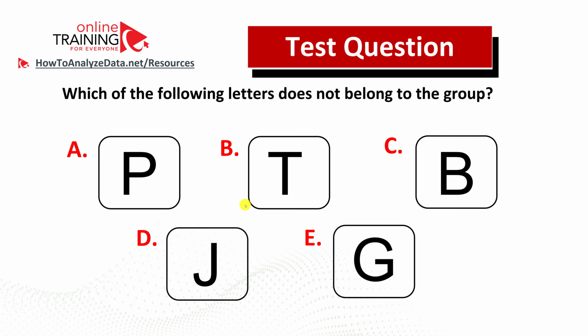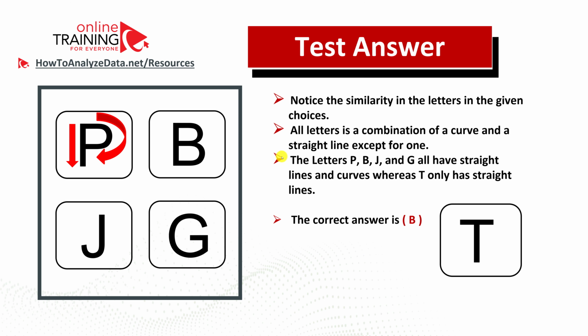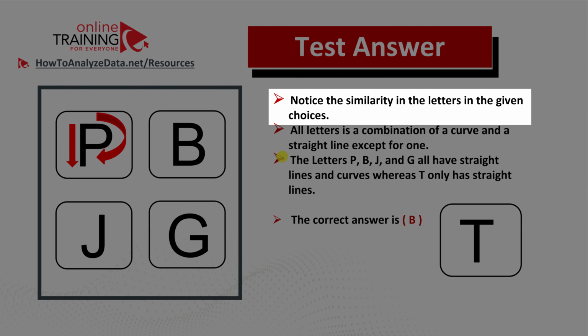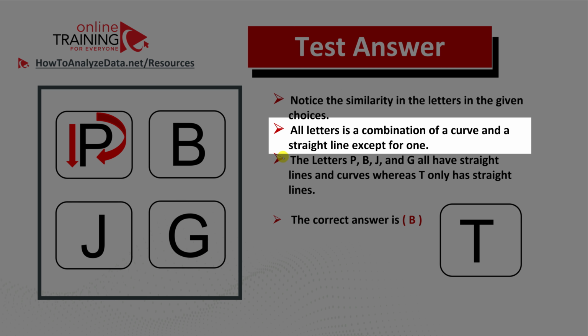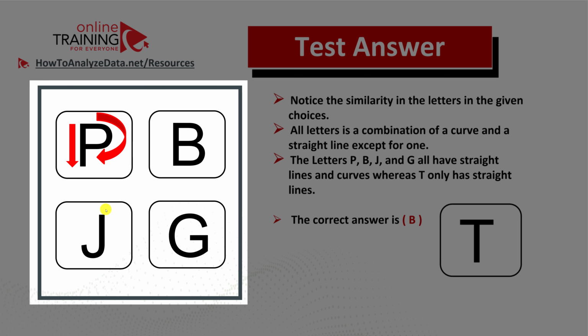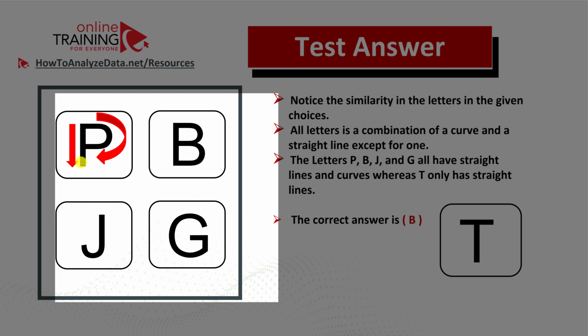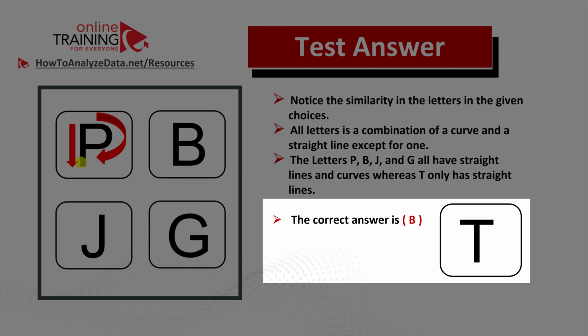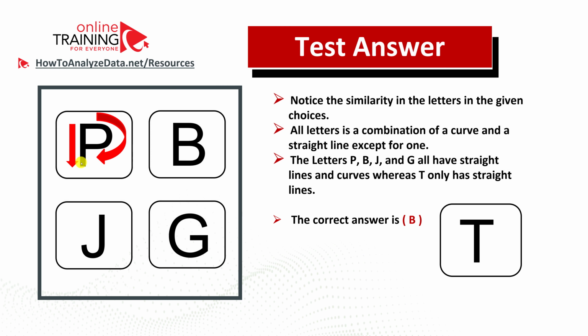Now let's go ahead and jump to the solution. When you look at the patterns, you can notice the similarities in the letters for the given choices. All letters are a combination of the curve as well as straight line, with the exception of one. The letters P, B, J, and G presented here all have a combination of curve as well as straight line. The only letter that does not match this pattern is letter T. So the correct choice here is choice B, letter T. Hopefully you've nailed this question.